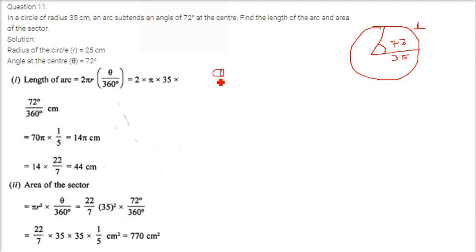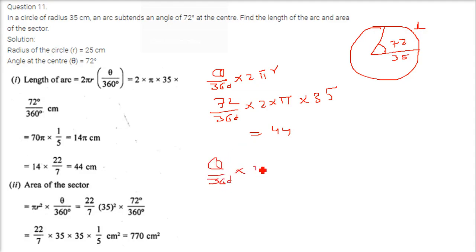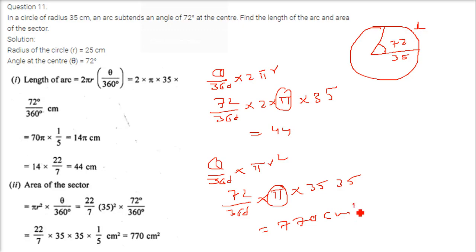So what will be the length of arc? We know the formula, theta by 360 into 2 pi r. So theta is 72 by 360 into 2 into pi into r. The radius is 35. So this is going to be 44 if you solve it. And area of the sector is theta by 360 into pi r square. Theta is 72 by 360 into pi into r square. So 35 into 35. If you solve this, you can take 22 by 7 here. It will make the solution easier. This is going to be 7 centimeters.